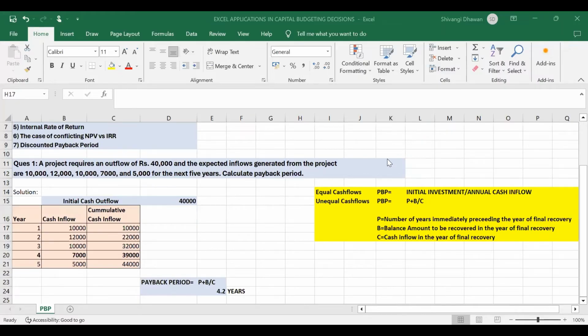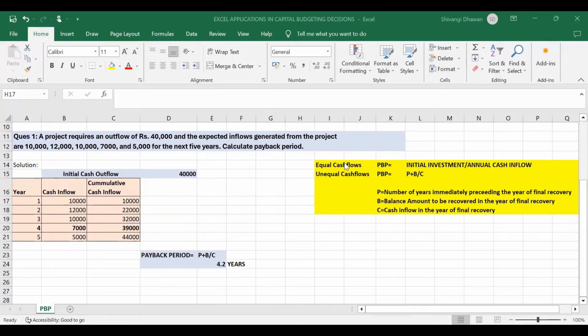For your understanding, I have written both the formulas here. That is where there is equal cash flow and where there are unequal cash flows. The formula of calculating payback period differs. In this case, it is clear that it is a case where the cash inflows are unequal. So we will be using P plus B by C as the formula. If we see the question again, we are having 5 years, 1, 2, 3, 4, 5. Cash inflows are given to us. So the first thing we need to do is to calculate the cumulative cash inflows.